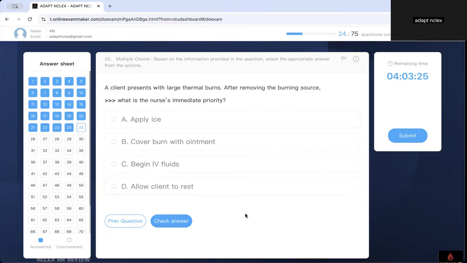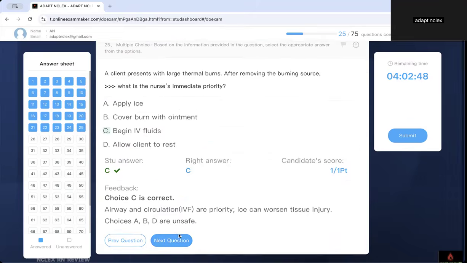A client presents with a large thermal burn, right? What do you want to do with this patient? Prevent further injury. After removing the burning source, what do you think? This is the same thing I should have asked you: emergent, active phase, and all the phases of burn. After you take away the problem, what do you need? IV fluid, IV fluid, IV fluid. Write it down. Ice is going to worsen it. Cover the thing with ointment? No, the patient has a burn. You need resuscitation. We should allow the client to rest? Of course we're going to allow them, but the priority requires IV fluid.